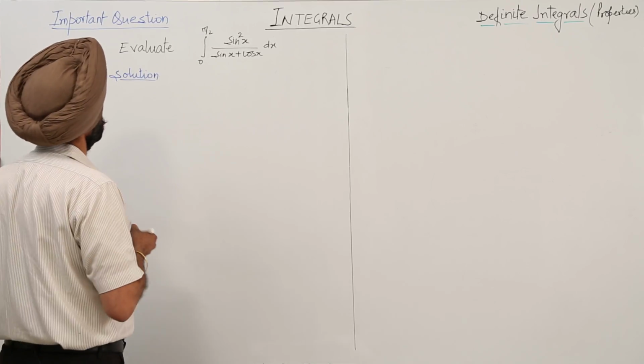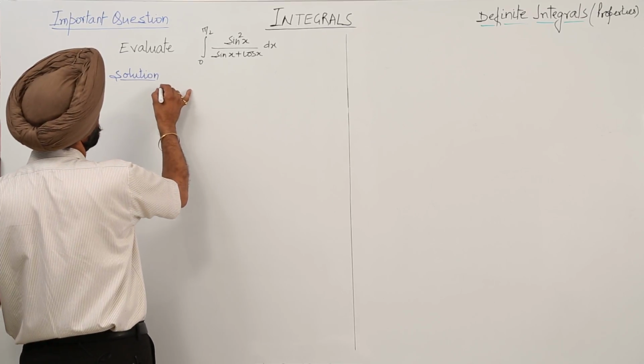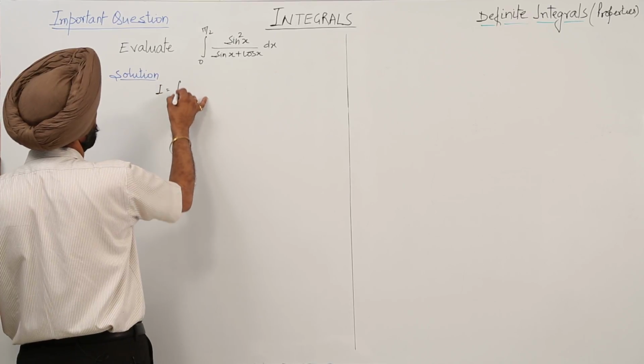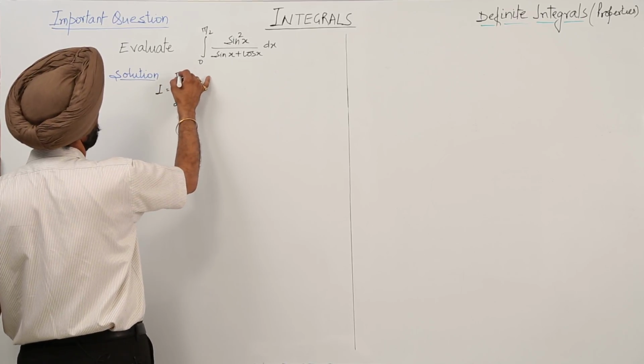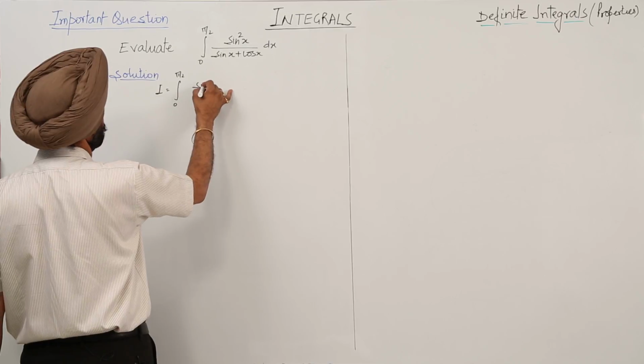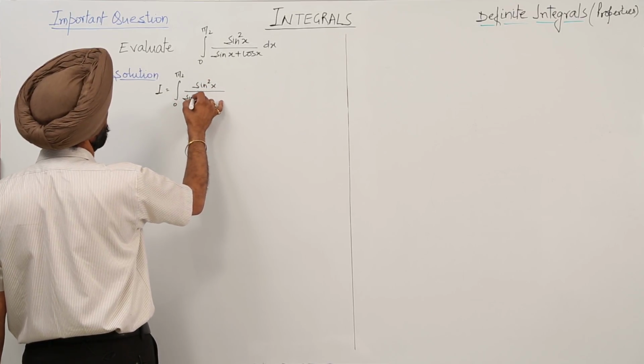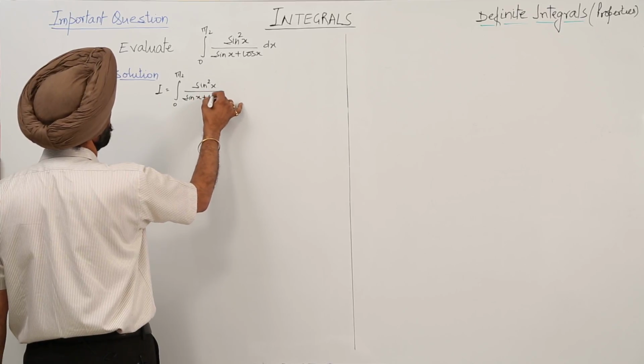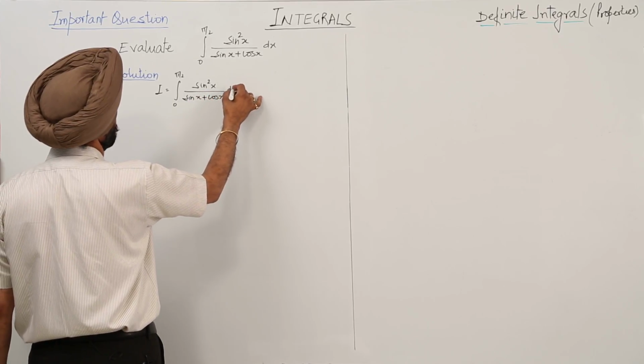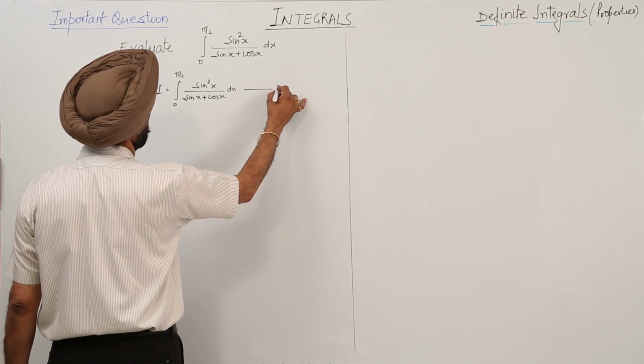A very important question. Now the question is: the integral from 0 to pi by 2 of sin square x upon sin x plus cos x dx. Call this 1.